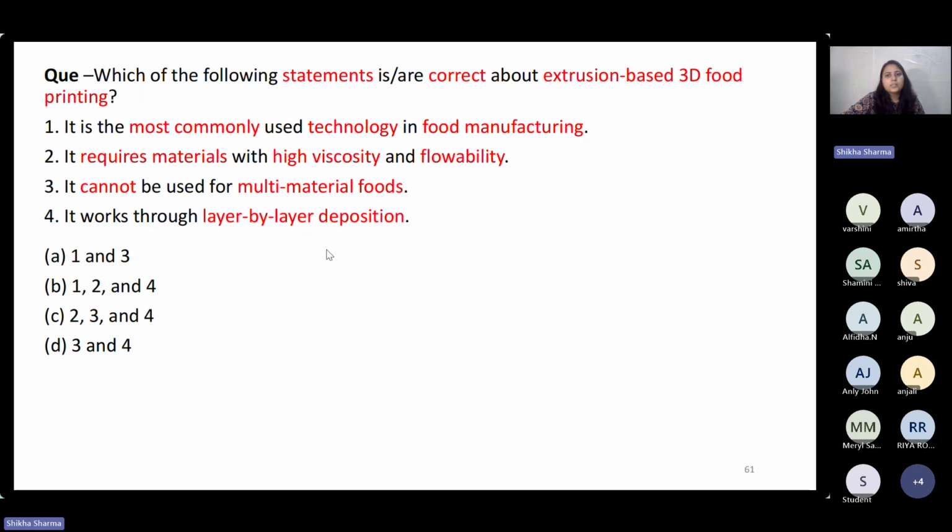Okay, let's discuss this question about which statement is correct regarding extrusion based 3D printing. First, it is the most commonly used technology in food manufacturing. Second, it requires material with high viscosity and flowability. Third, it cannot be used for multi-material foods. Fourth, it works through layer by layer deposition.